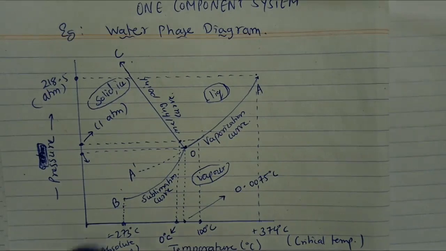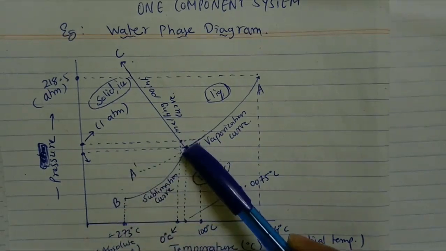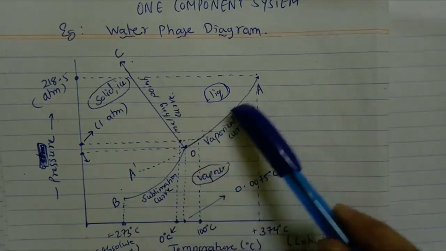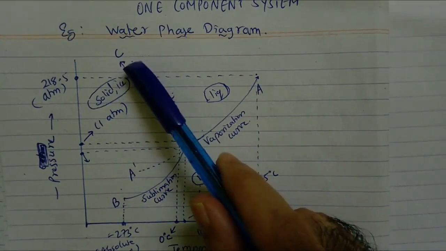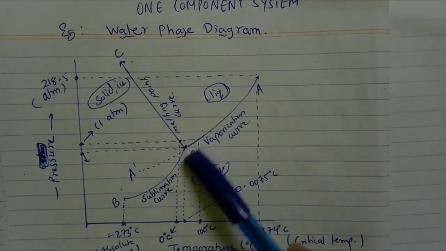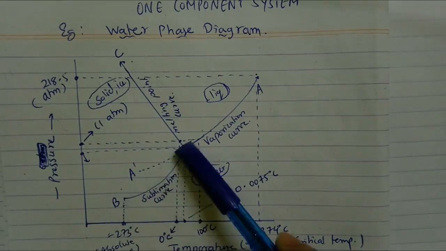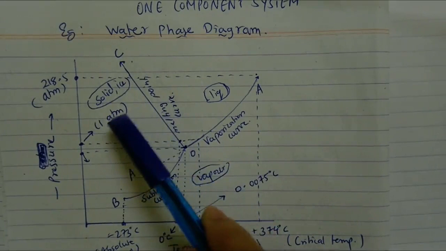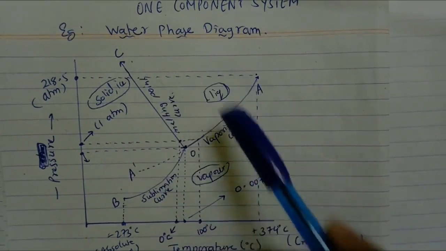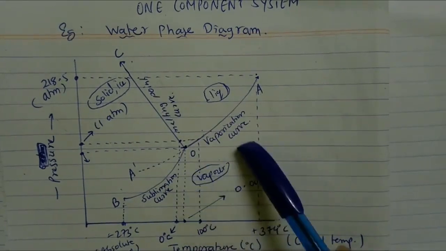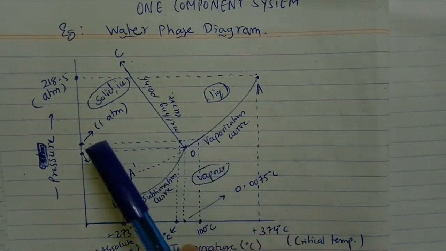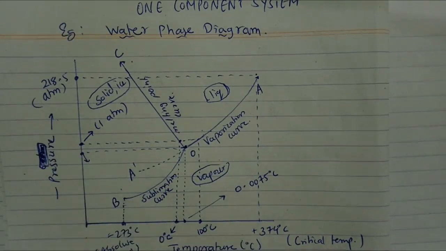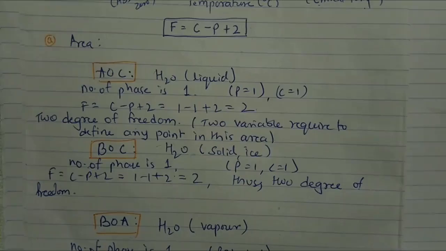Now if you observe, this is O, where all three curves are meeting. This area is AOC. We'll discuss this one by one. This area is AOB and this area is BOC. Now this area is of solid ice, where you will find ice, and this is liquid, water in the liquid form. This is water in the vapor form, and these all values are given here. And this is 1 atmospheric pressure, and this is your pressure against temperature. Is that clear?